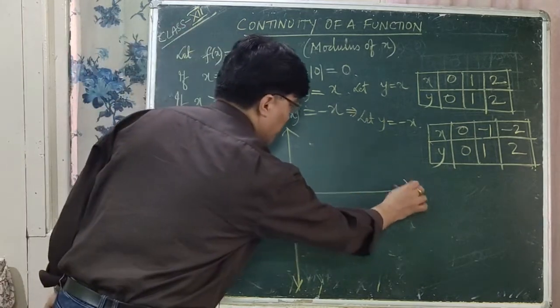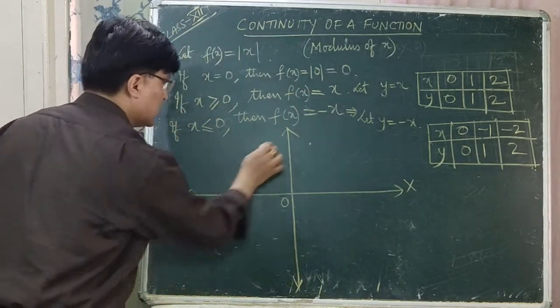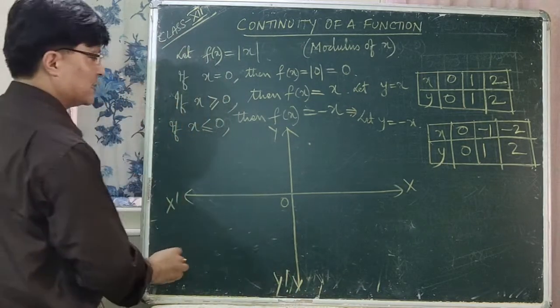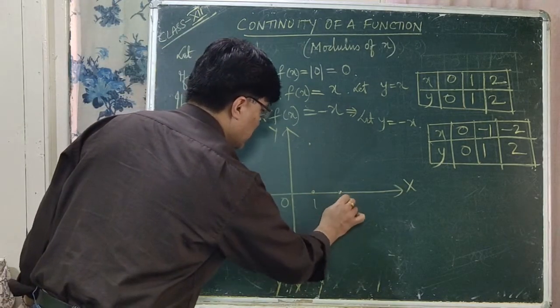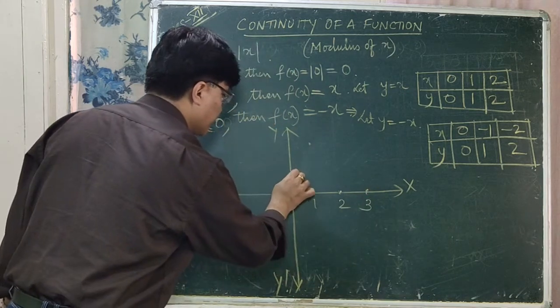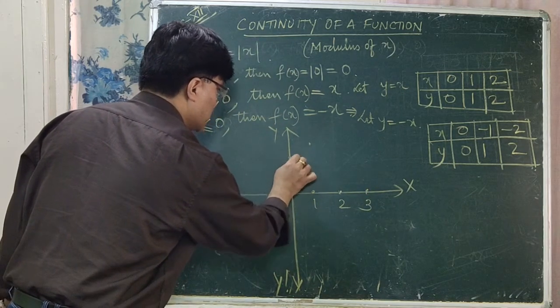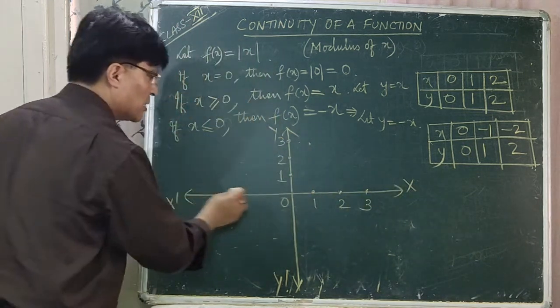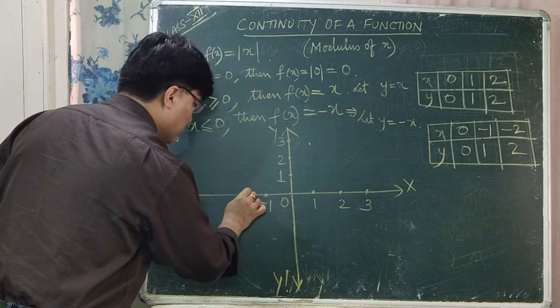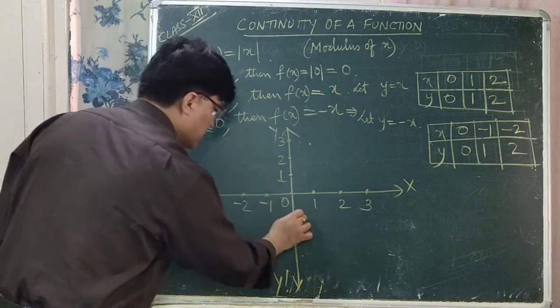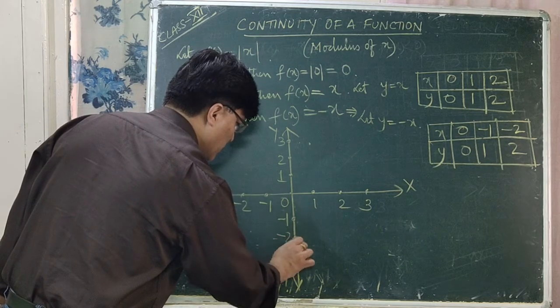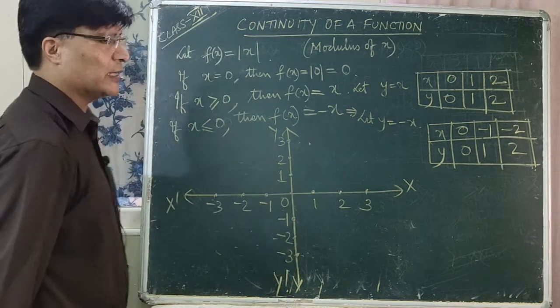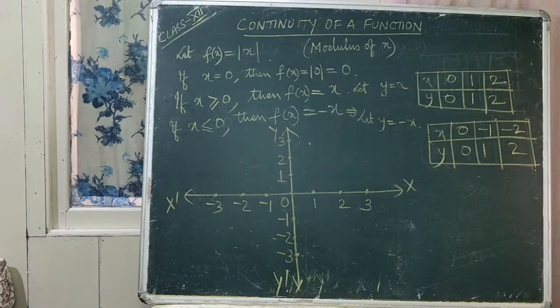So now this is your x'Ox, this is your y'Oy. This is 1, this is 2, this is 3, this is your plus 1, plus 2, plus 3. This is the positive side of x-axis, this is the positive side of y-axis, this is the negative side of x-axis, and this is also the negative side of y-axis. Is that clear? So now we will draw the graph of that table first. Okay? So first table.